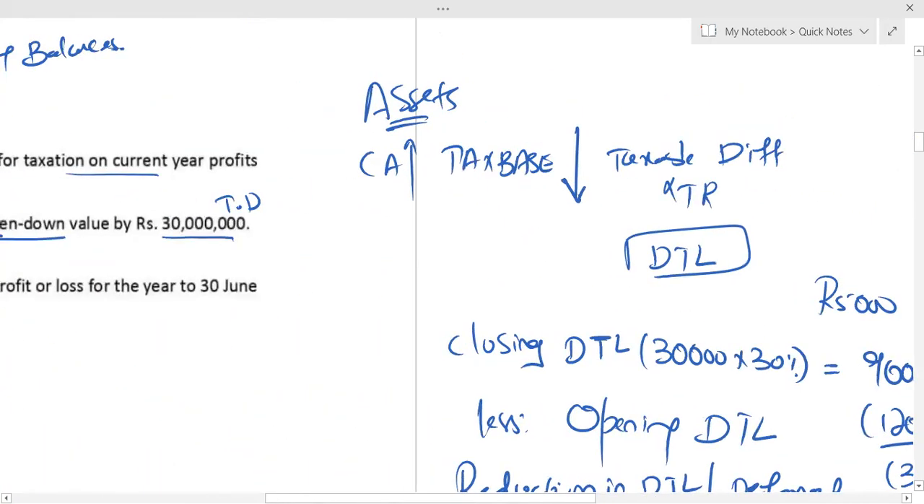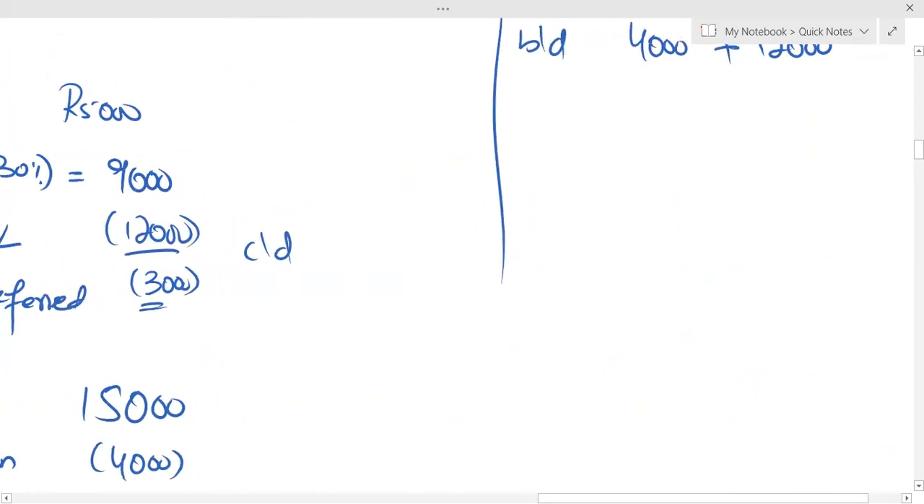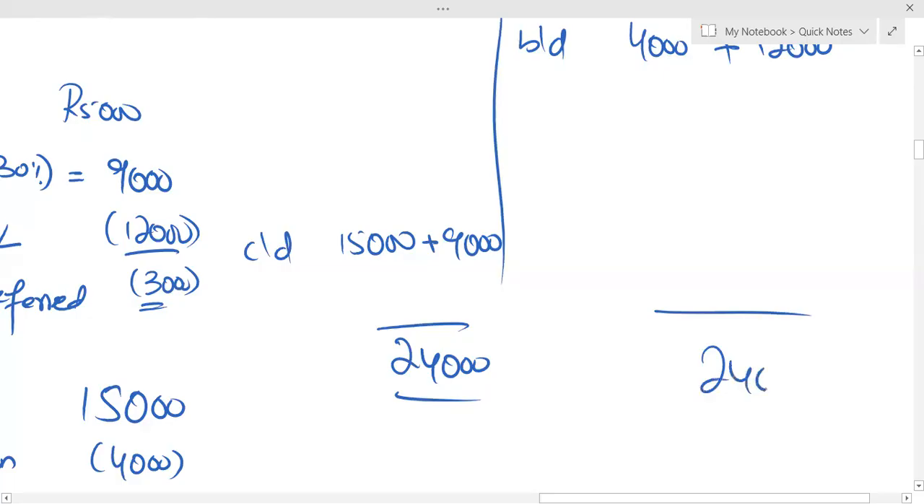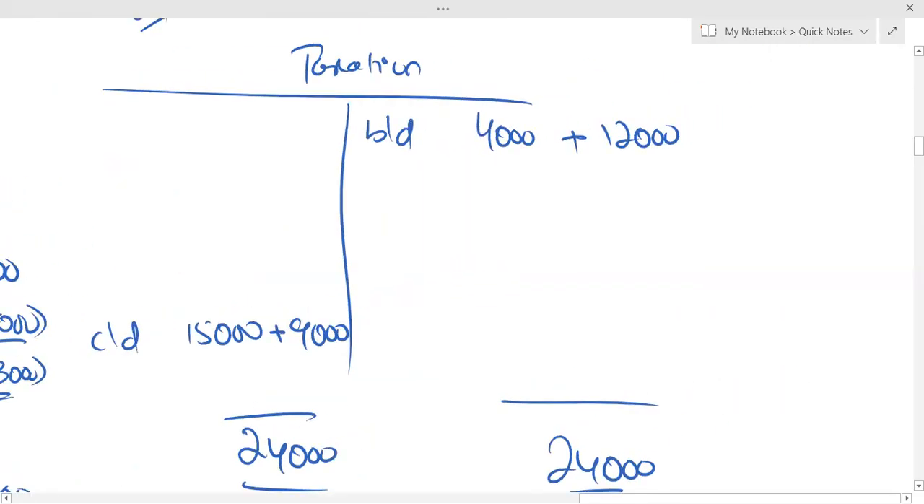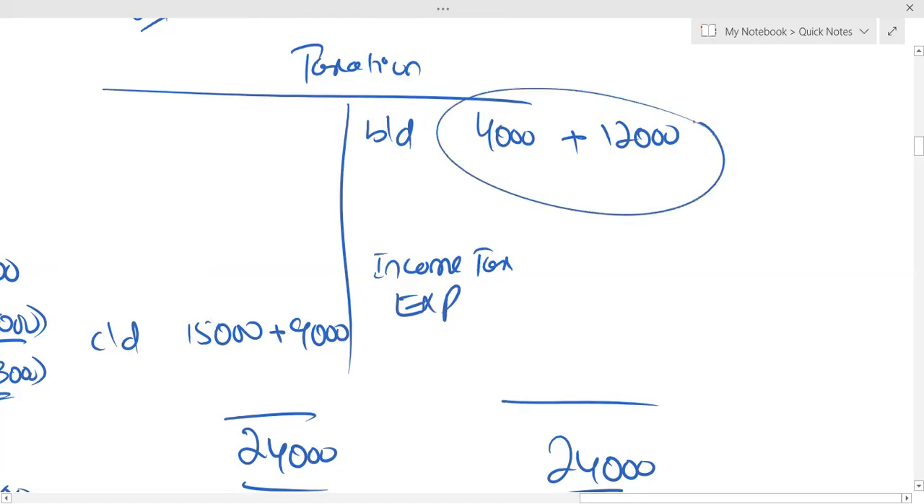Closing balance of the current tax is 15 million, and closing balance of the deferred tax is 9 million. We have calculated this. It is 24,000. So here it has to be 24. Balancing figure is income tax expense. Obviously from 24,000, when I'm going to deduct 16, 4 plus 12 is 16, then balancing figure income tax expense is 8,000.